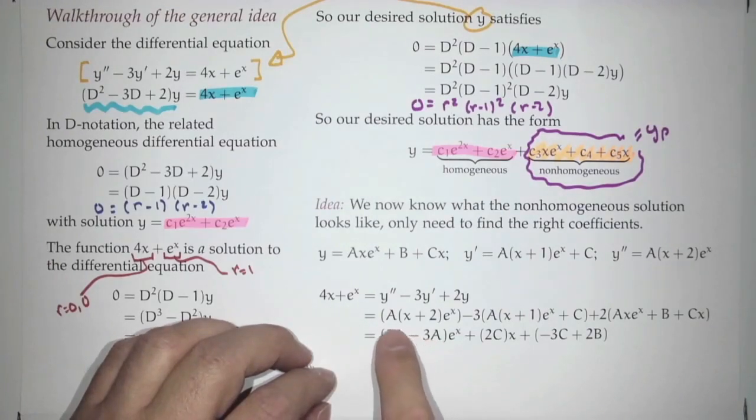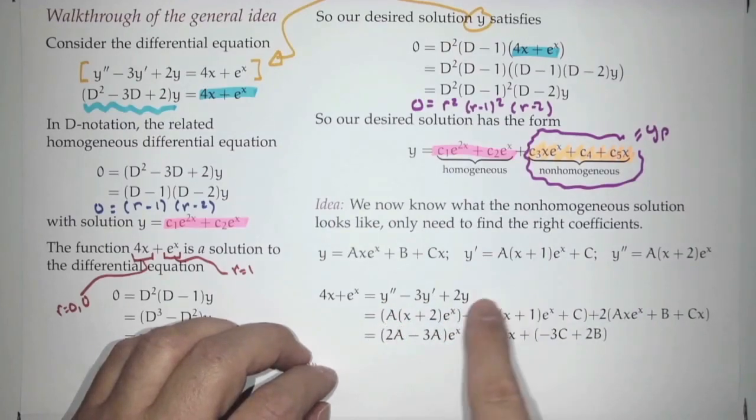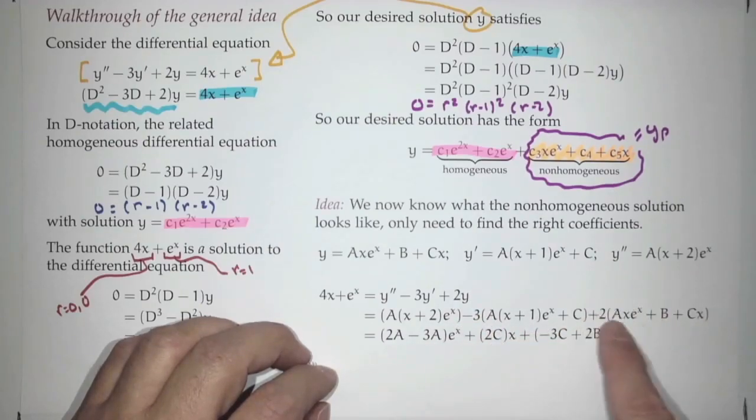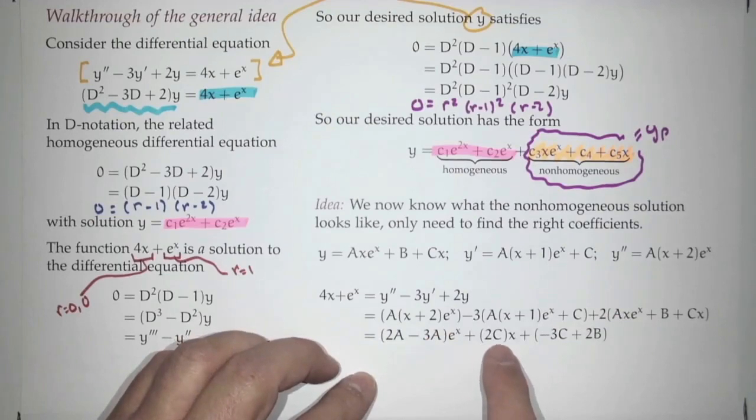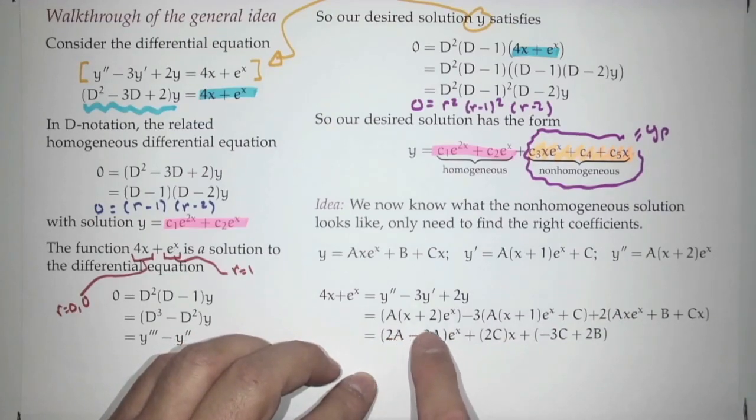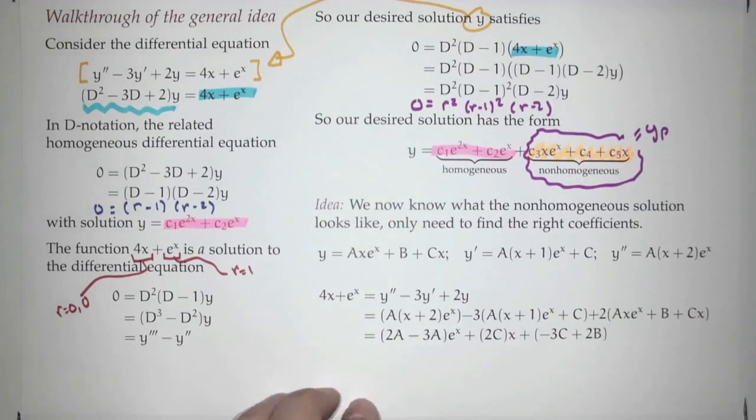All right, how about e to the x's? How many do we have in there? 2a. How many here? Minus 3a. How many e to the x's in the last piece? None. So we have a total of 2a minus 3a. How about x's? Do we have anything times an x? Just at the very end, 2c. How about constants? No constant there. Middle term? Negative 3 times c. Last term? 2 times b.